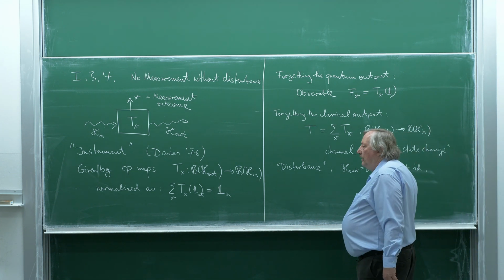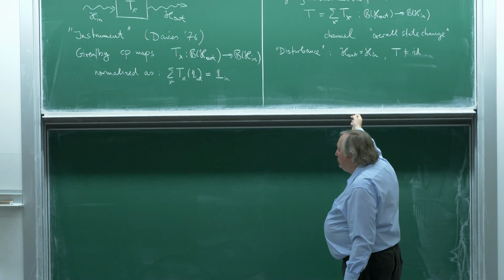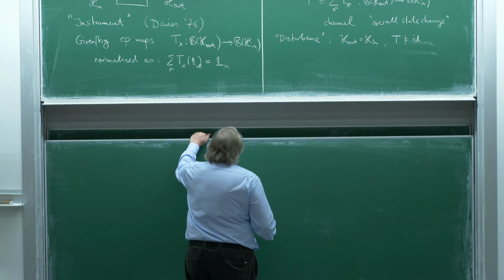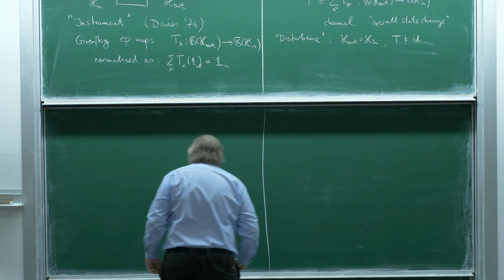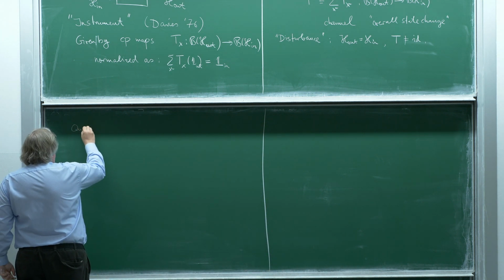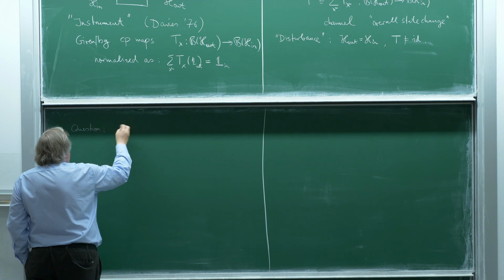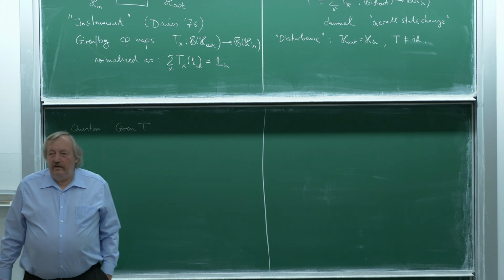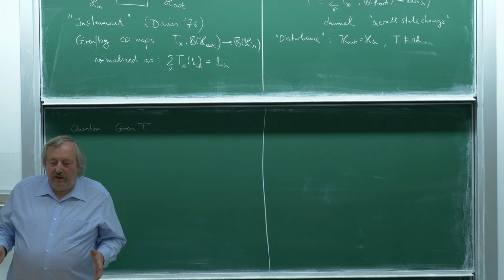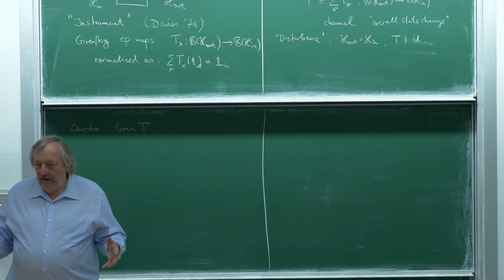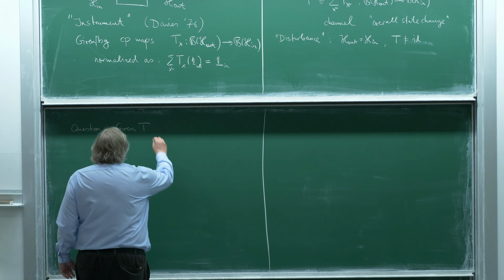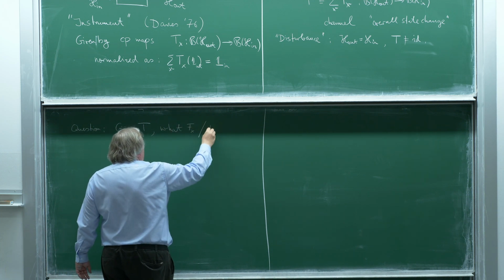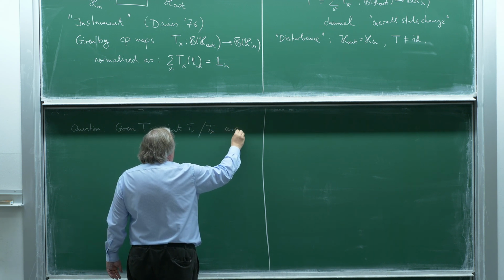Okay, so we can ask a very general question here. Question: given T, so let's assume that I know what the overall state change is. Right? So given T, what fx or Tx are possible?